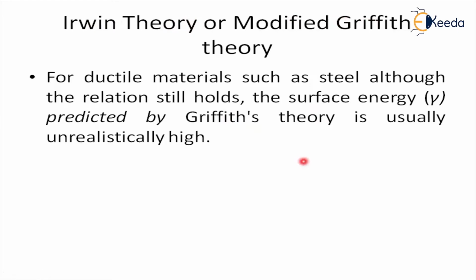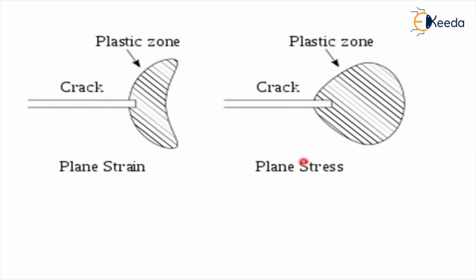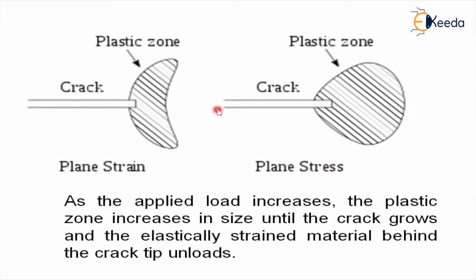To which materials is it applied? Irwin applied it to various materials. Please observe this figure, which explains the Irwin theory. You can observe the crack propagation and the plane strain, how the material behaves when stress is applied and after the strain. As the applied load increases, that means if you increase the load continuously, the plastic zone increases in size until the crack grows. The elastically strained material behind the crack tip unloads. This figure is for plane stress, and this figure is for plane strain. This clearly shows how the material reacts to stress and strain.